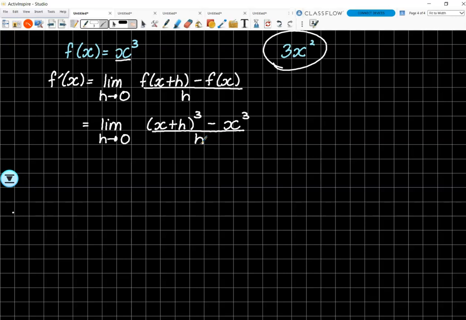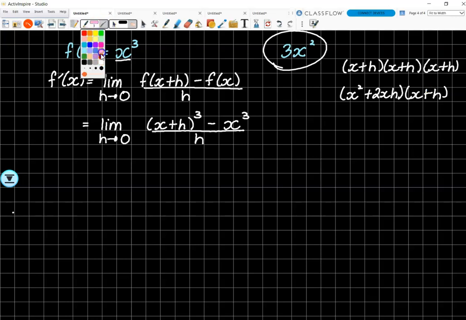To expand (x + h) cubed is a bit of a pain in the butt. I do not want to go (x + h) times (x + h) times (x + h). Some of you might argue, well, I could just do x squared plus 2xh times (x + h) and then expand through by x, expand through by h. By all means you can. What I'm hoping is you remember this.